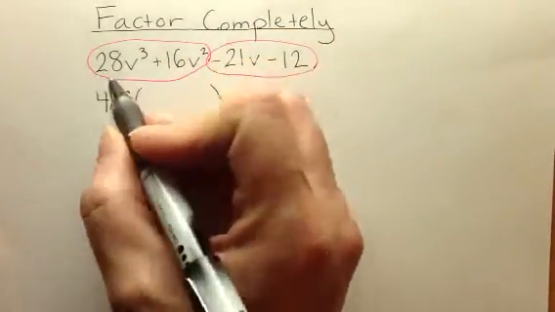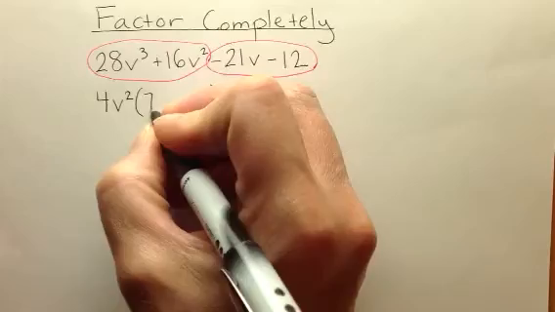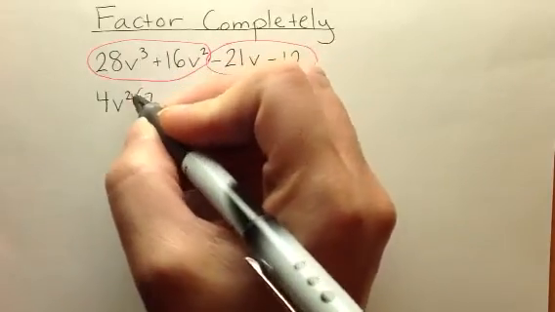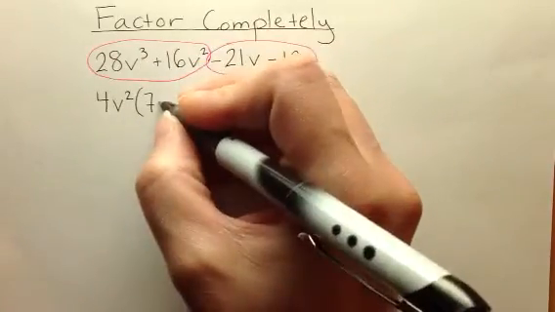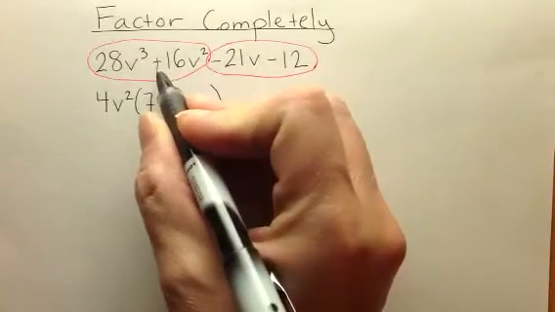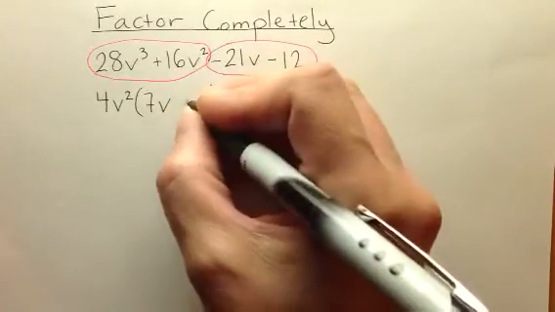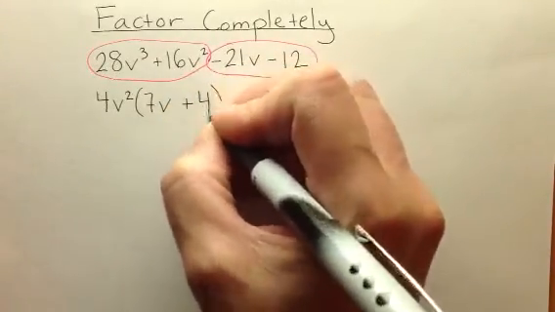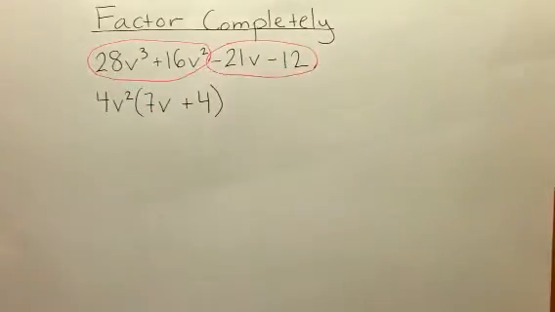Okay, what does this leave me with? 28 divided by 4 is 7. V to the third power divided by v squared is v. Plus 16 divided by 4 is plus 4, and v squared divided by v squared is 1, so that's gone.